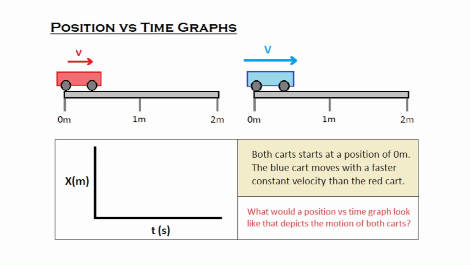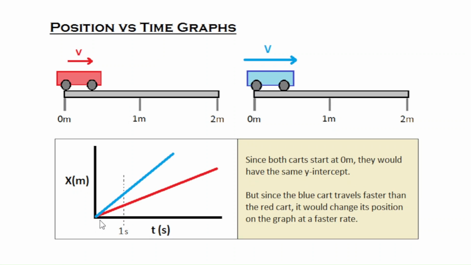Next example, we have 2 carts moving to the right. Notice they both start at a position of 0. Red is moving slow with respect to blue, which is moving faster. If we were to graph both of these on the same position versus time graph, how would their lines look? Well, they both start at the origin, 0 meters. Blue is going to have a steeper slope than red because blue is covering more position per time interval, being that it's the faster object.